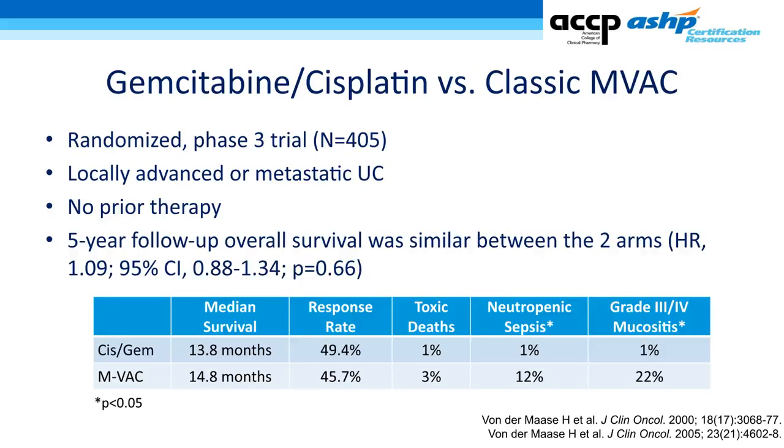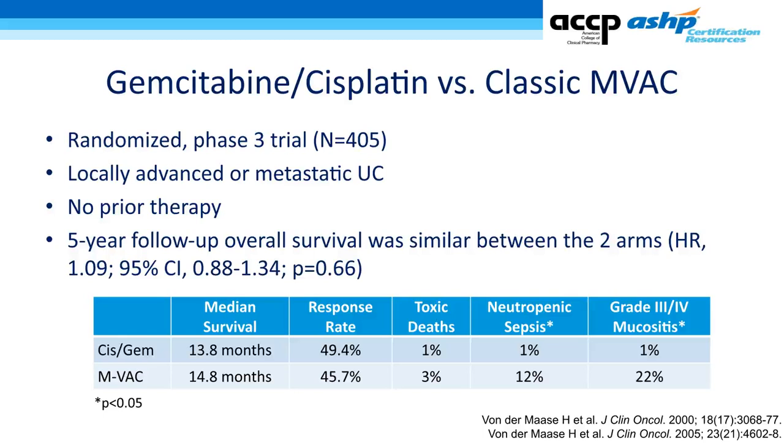This is perhaps one of the most consequential trials in all of bladder cancer. This is gemcitabine cisplatin versus classic MVAC. 400 patients with locally advanced or metastatic bladder cancer, urothelial carcinoma. First-line treatment, and you can see here that we see similar efficacy with regards to median survival and response rate, but we see much better tolerability and safety in the cisplatin gemcitabine arm. You see neutropenic sepsis 1% versus 12%, grade 3 or 4 mucositis 1% versus 22%. So this established cisplatin and gemcitabine as really the go-to regimen in the metastatic setting compared to classic MVAC.